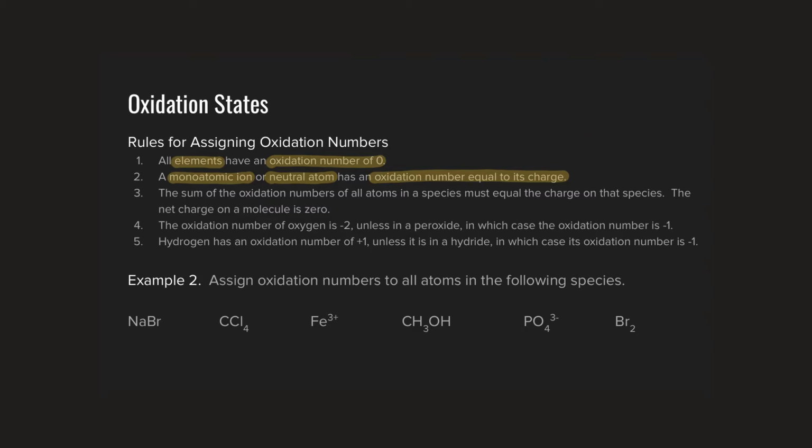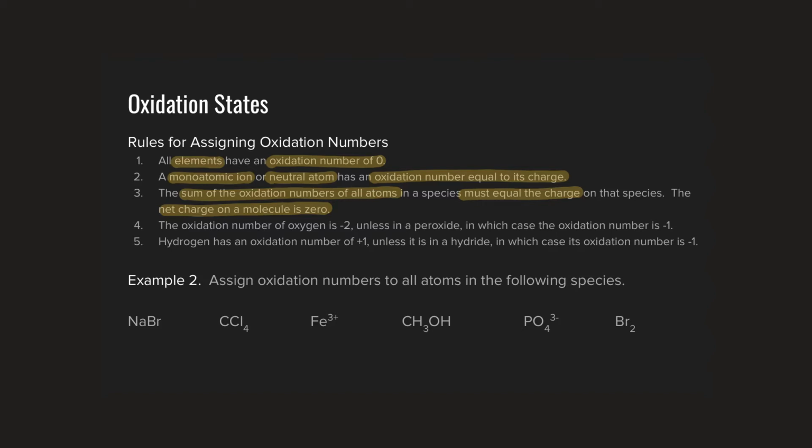Rule number 3 says the sum of the oxidation numbers of all atoms in a species must equal the net charge on that species. Because the net charge on any molecule is 0, the sum of the oxidation numbers of all atoms in a molecule must always equal 0. But if you have a polyatomic ion, then the sum of the oxidation numbers of all the atoms in the ion must equal the charge on that polyatomic ion.